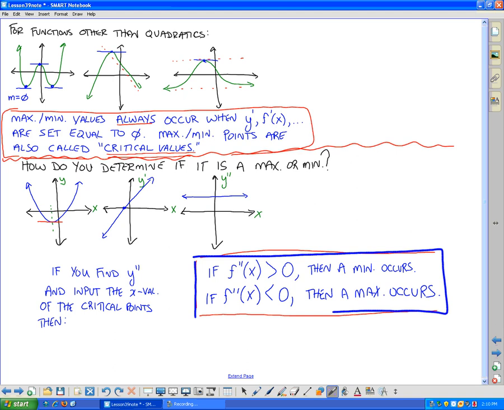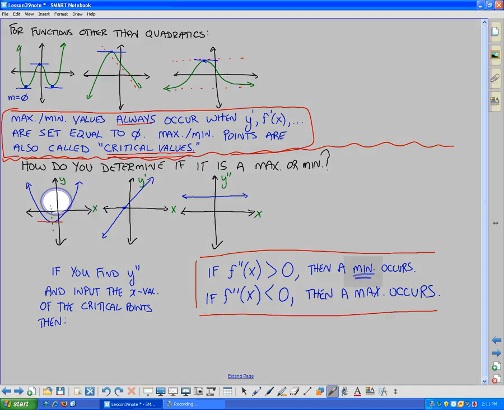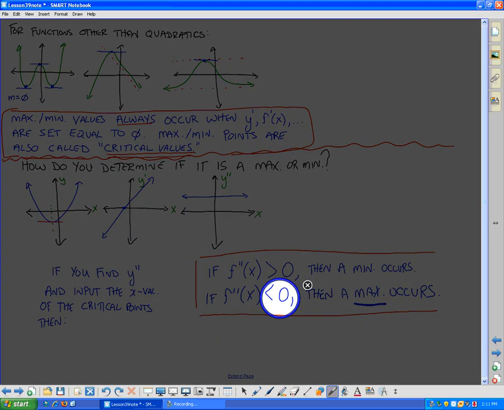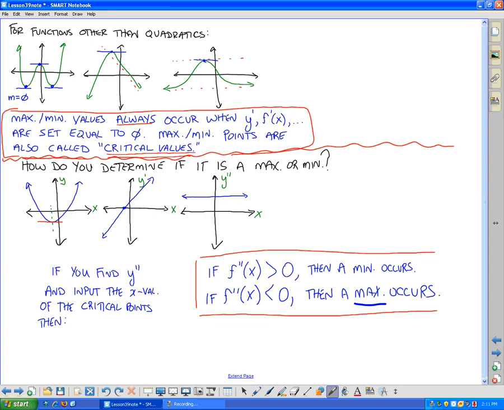And this is something that will need to go on your cheat sheet for graphing. If the second derivative is positive, greater than 0, a min occurs. So we have the situation we're talking about over here. This is a min value for the parabola. If it is a negative value, less than 0, then you have a max occurring. So this is how you determine whether you have a maximum or minimum value.